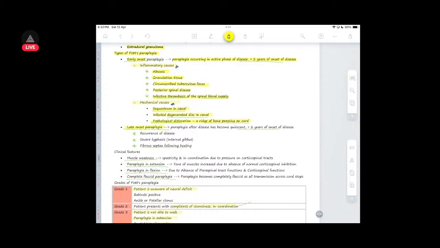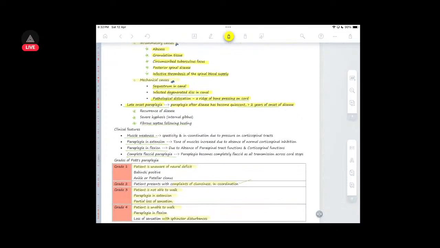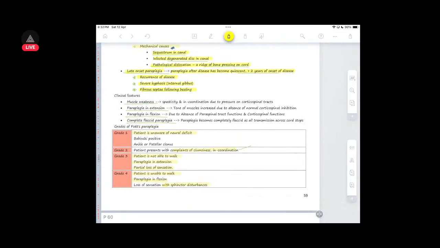Late onset paraplegia is paraplegia after the disease has become quiescent. It is more than 2 years after onset of the disease. So it can be a recurrence of the disease, or it can be severe kyphosis, internal gibbous, and fibrous septae forming during healing. It can be all those causes.